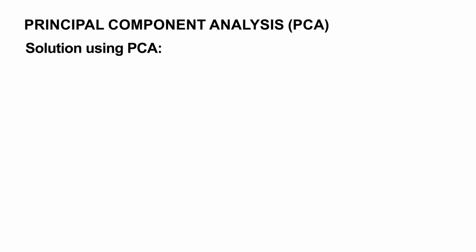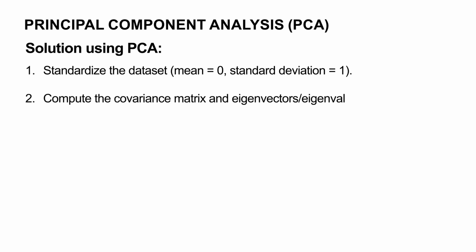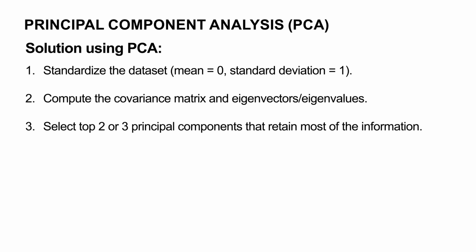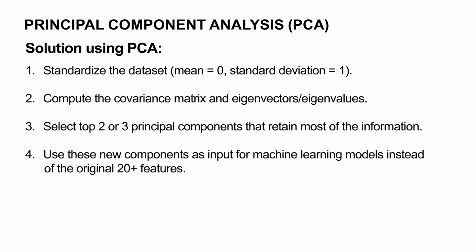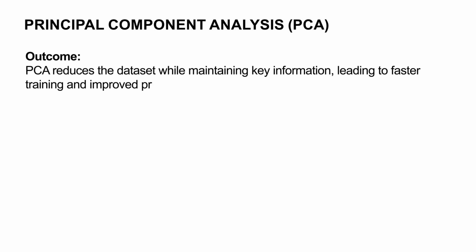Solution using PCA. 1. Standardize the dataset, mean equals 0, standard deviation equals 1. 2. Compute the covariance matrix and eigenvectors/eigenvalues. 3. Select top 2 or 3 principal components that retain most of the information. 4. Use these new components as input for machine learning models instead of the original 20+ features. Outcome: PCA reduces the dataset while maintaining key information, leading to faster training and improved predictions.